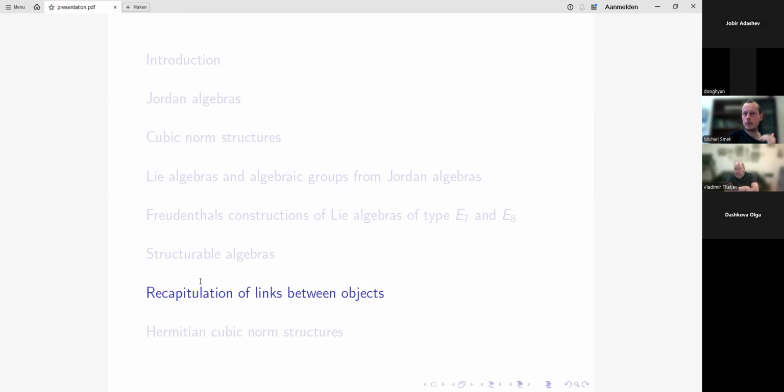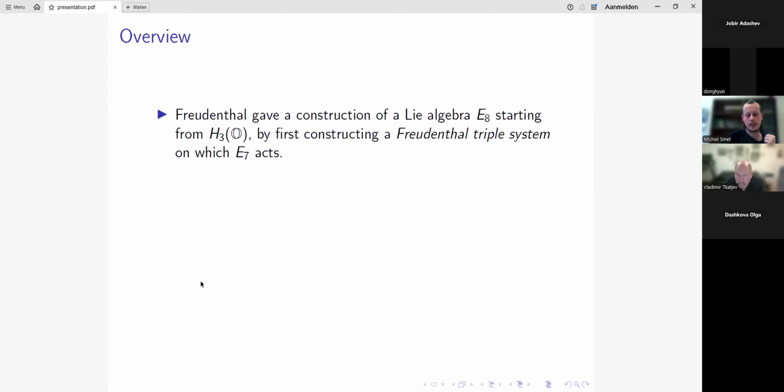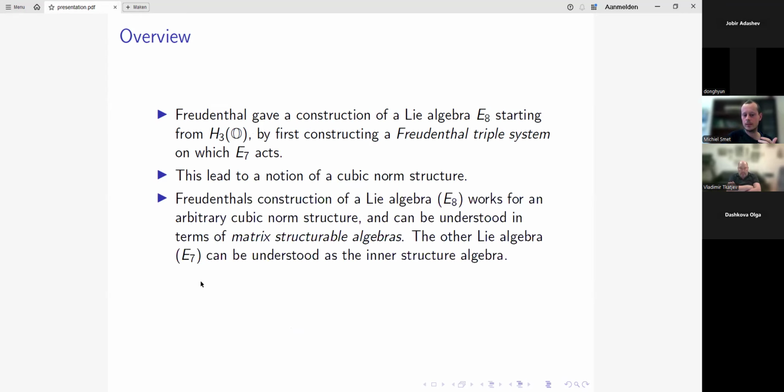Okay, so I will now recapitulate the links between various objects we introduced, and thereafter I will introduce Hermitian cubic norm structures over arbitrary base rings. So Freudenthal gave a construction of the Lie algebra E8, starting from a certain algebra by first constructing a Freudenthal triple system on which the Lie algebra E7 acts. So this led to the notion of a cubic norm structure. And you can see that this construction of this Lie algebra E8 works for an arbitrary cubic norm structure.